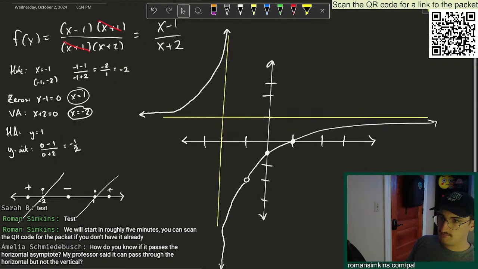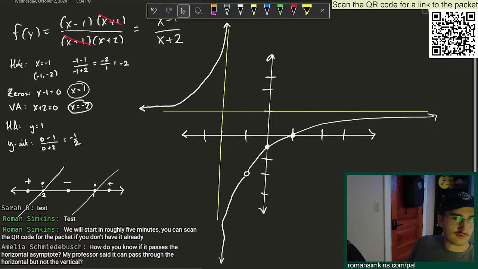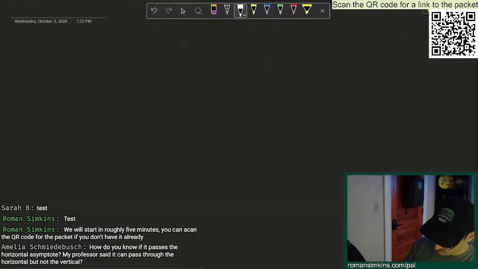Hopefully that made sense. Speak now or forever hold your peace, but I'm guessing no one will speak because that was a pretty easy example. So let's go ahead and move on to another problem. And I will try and pick the next problem.